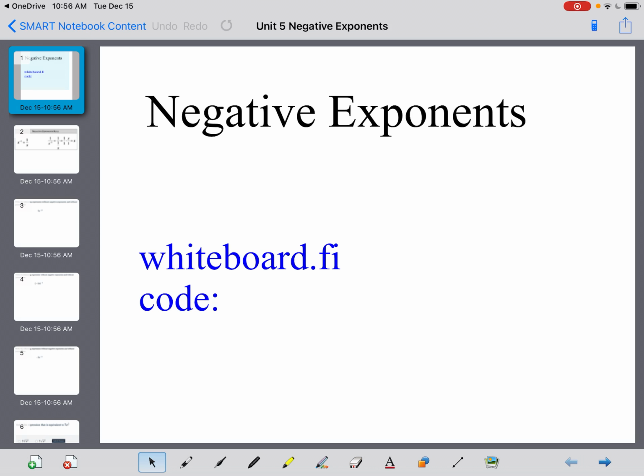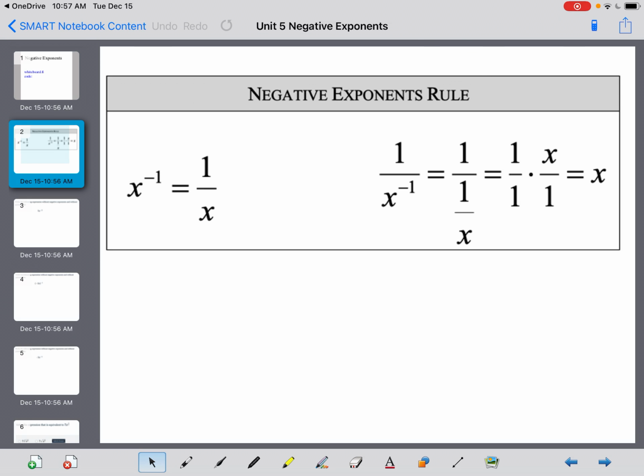Okay, in this last video, we're going to talk about negative exponents. So the rule for negative exponents is that if you want to take an exponent that is negative and make it positive, you're going to take the reciprocal of that factor and make that power positive. So if you look at the first example here, x is being raised to the negative 1 power.